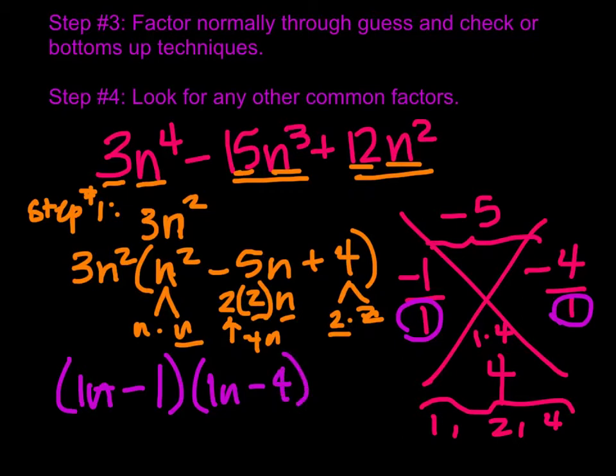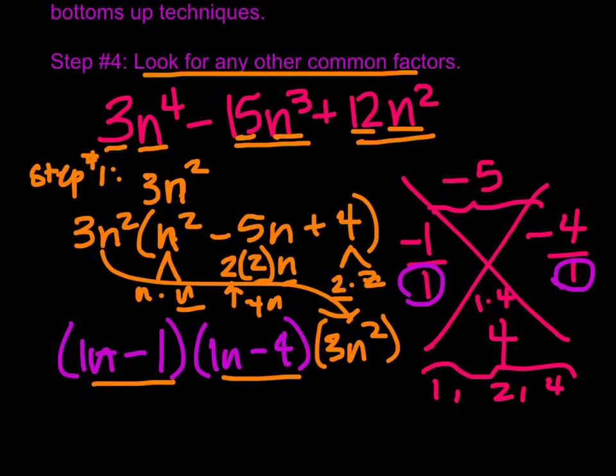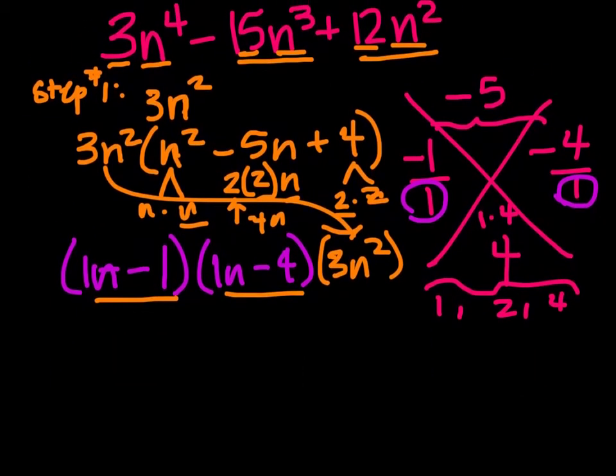So now we've factored that, and we still have 3n squared. I just moved it to the back. I apologize, it's mainly because I ran out of space up front. So step number 3 is taken care of, and our last little bit is to look for any other common factors. Is there any other common factor here? We have a 1 and a 1, but that's really not going to change anything, and a 1 and a negative 4. Nope, we're done.